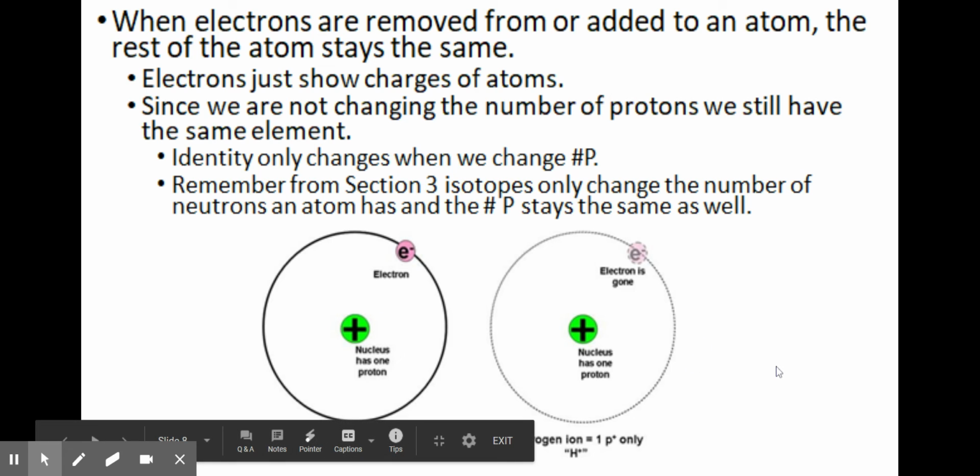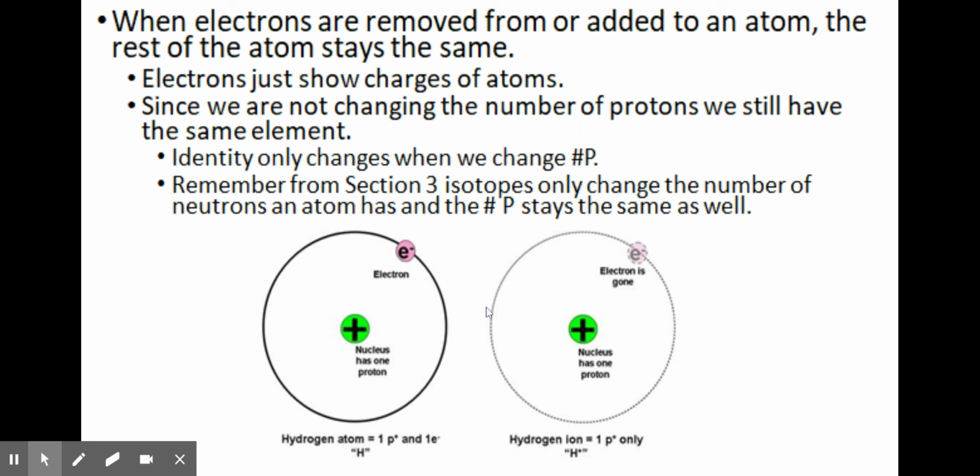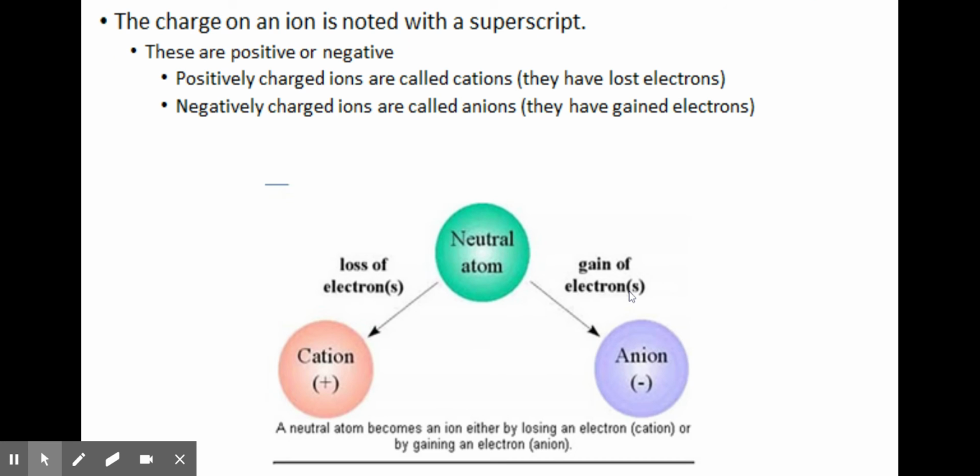So here you have 2 different hydrogen ions. We have one with 1 electron and one where we give up an electron, okay? The charge on an ion is noted with a superscript. So we've talked about subscripts telling us how many atoms of each element we have, but here we're going to have superscripts. So for example, these superscripts are going to be positive or negative, okay?